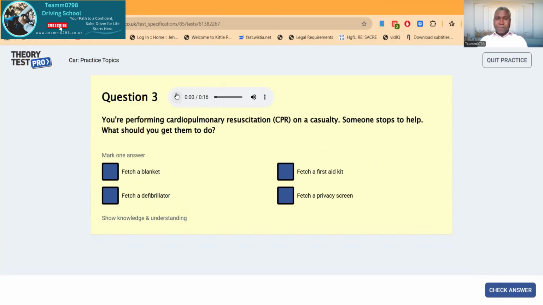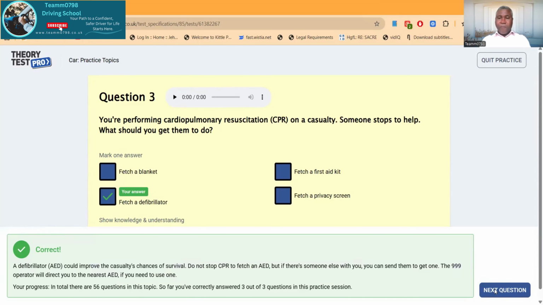You're performing cardiopulmonary resuscitation, CPR, on a casualty. Someone stops to help. What should you get them to do? Fetch a blanket, fetch a first aid kit, fetch a defibrillator, fetch a privacy screen. They are trying to help. The defibrillator is the most important thing they can help you with.